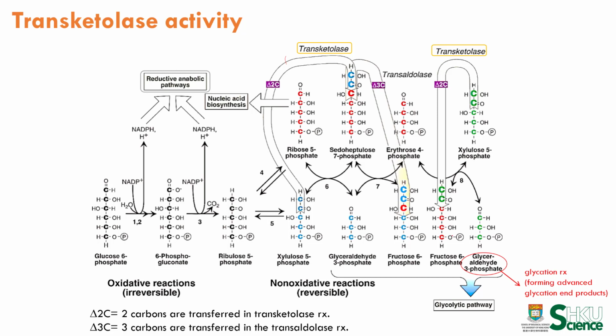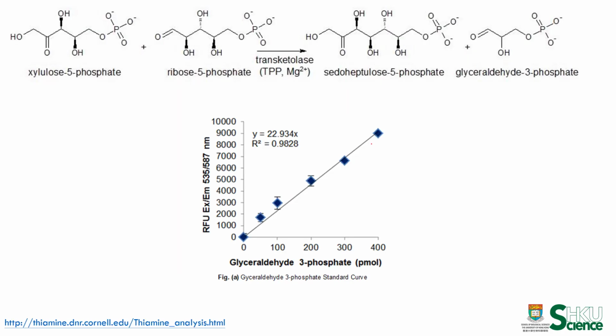So basically what you do is that you measure the amount of glyceraldehyde 3-phosphate produced. You add the TDP or TPP to the blood, which will turn the xylulose 5-phosphate and ribose 5-phosphate to sedoheptulose 7-phosphate and glyceraldehyde 3-phosphate. This is what you use to then perform your assay. This is a standard curve, so color change basically, like your spectrophotometry.